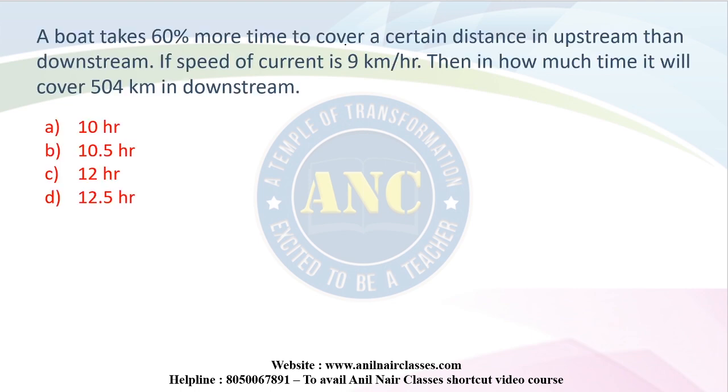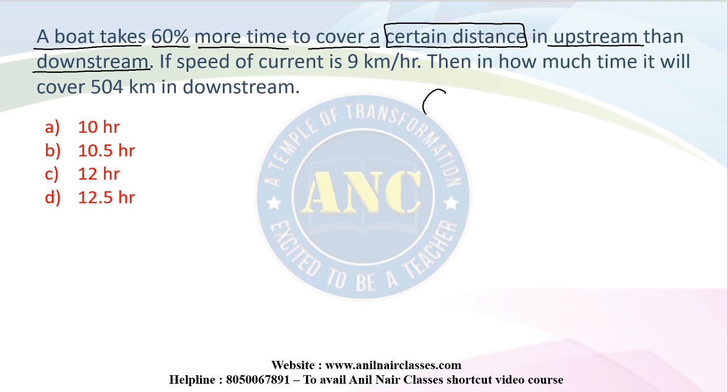Next question. A boat takes 60% more time to cover a certain distance. That means again distance is constant in upstream than downstream. Now first of all, what is the meaning of 60%? 60% is nothing but 60 by 100. 60 by 100 is nothing but 3 by 5. And they are using a word called as more. More is nothing but increase.